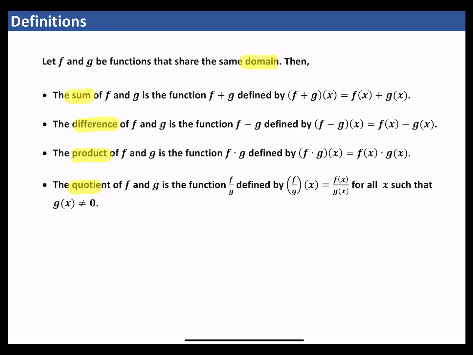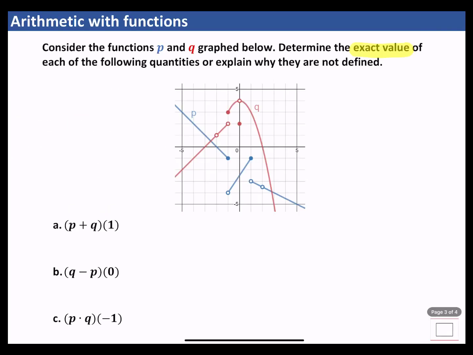And lastly, the quotient of f and g is the function f divided by g, defined by (f divided by g)(x) equals f of x divided by g of x. And here we have a fraction, so we want to remember this is only going to be true for all x such that g of x, the denominator, does not equal 0. So let's look at these definitions in action.